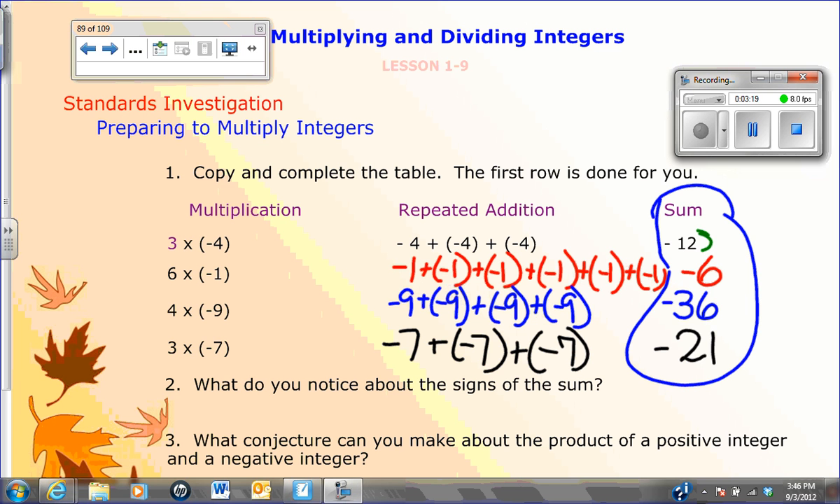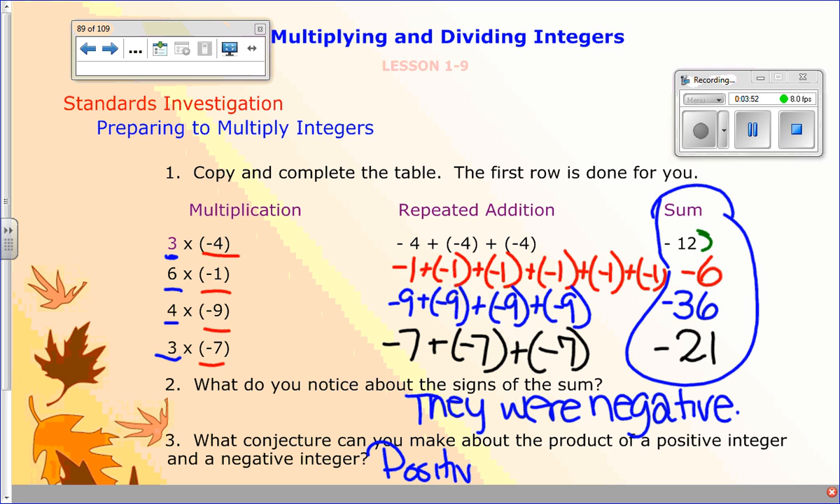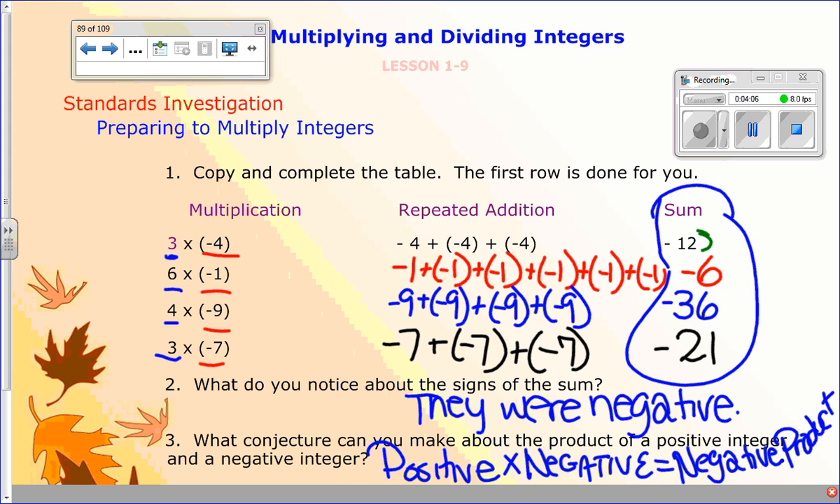All right, for number 2, you should have noticed that all the sums, or the product here, they were all negative. So 3, what conjecture can you make about multiplying, or the product of a positive number, which I'm underlining now, whoops, except for that one, in blue, and a negative number? What do you notice about the products? Well, hopefully you'd notice that a positive times a negative equals a negative product. So whenever you multiply a positive by a negative, you end up with a negative.